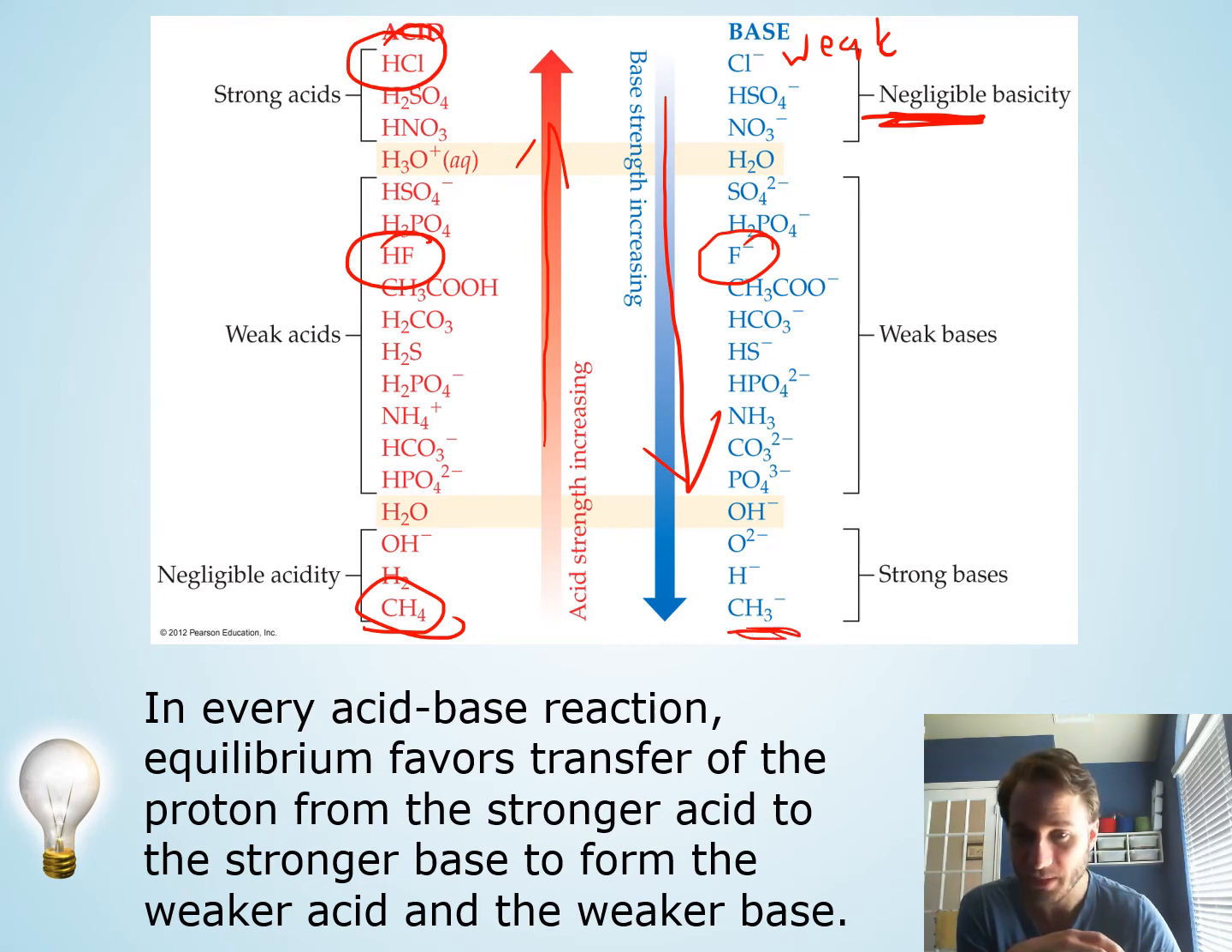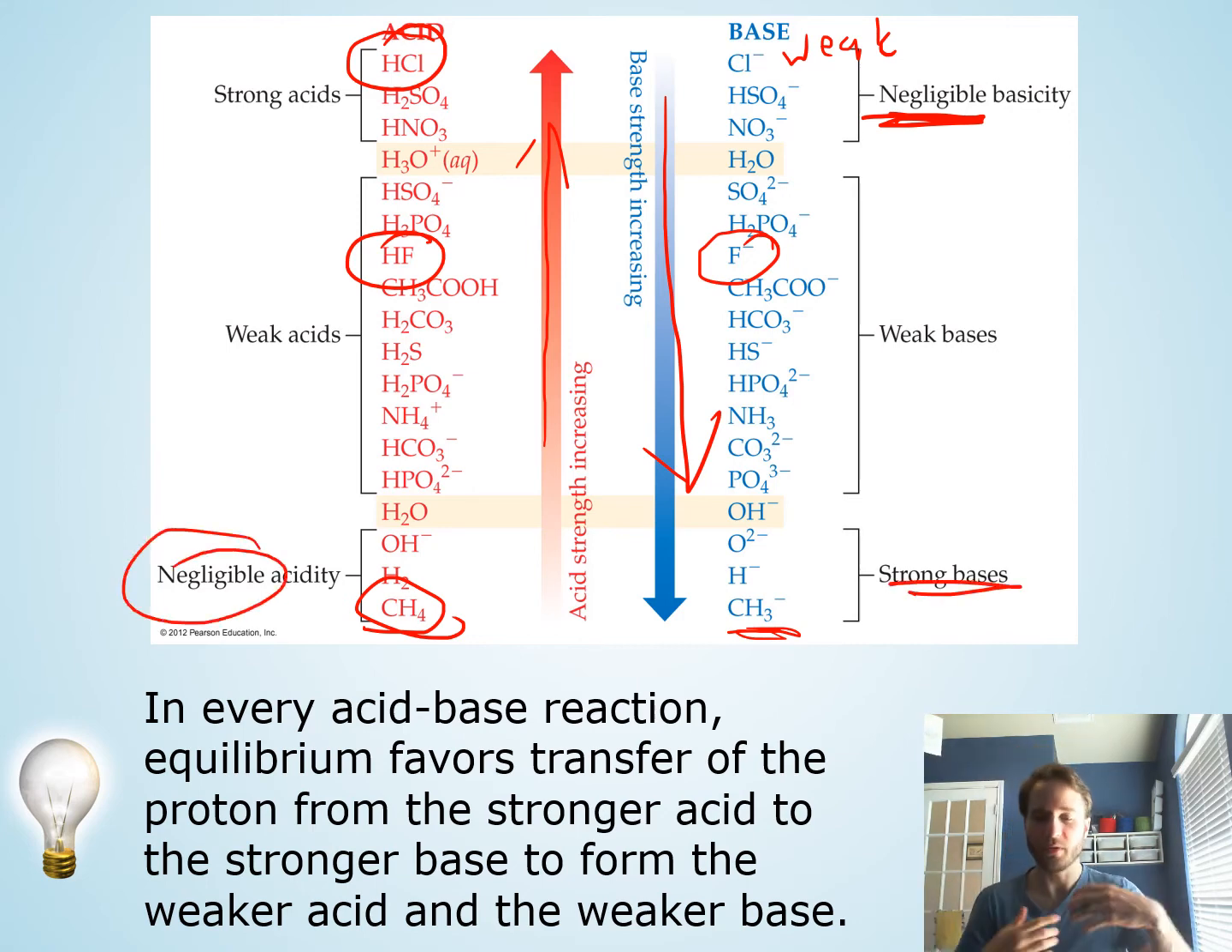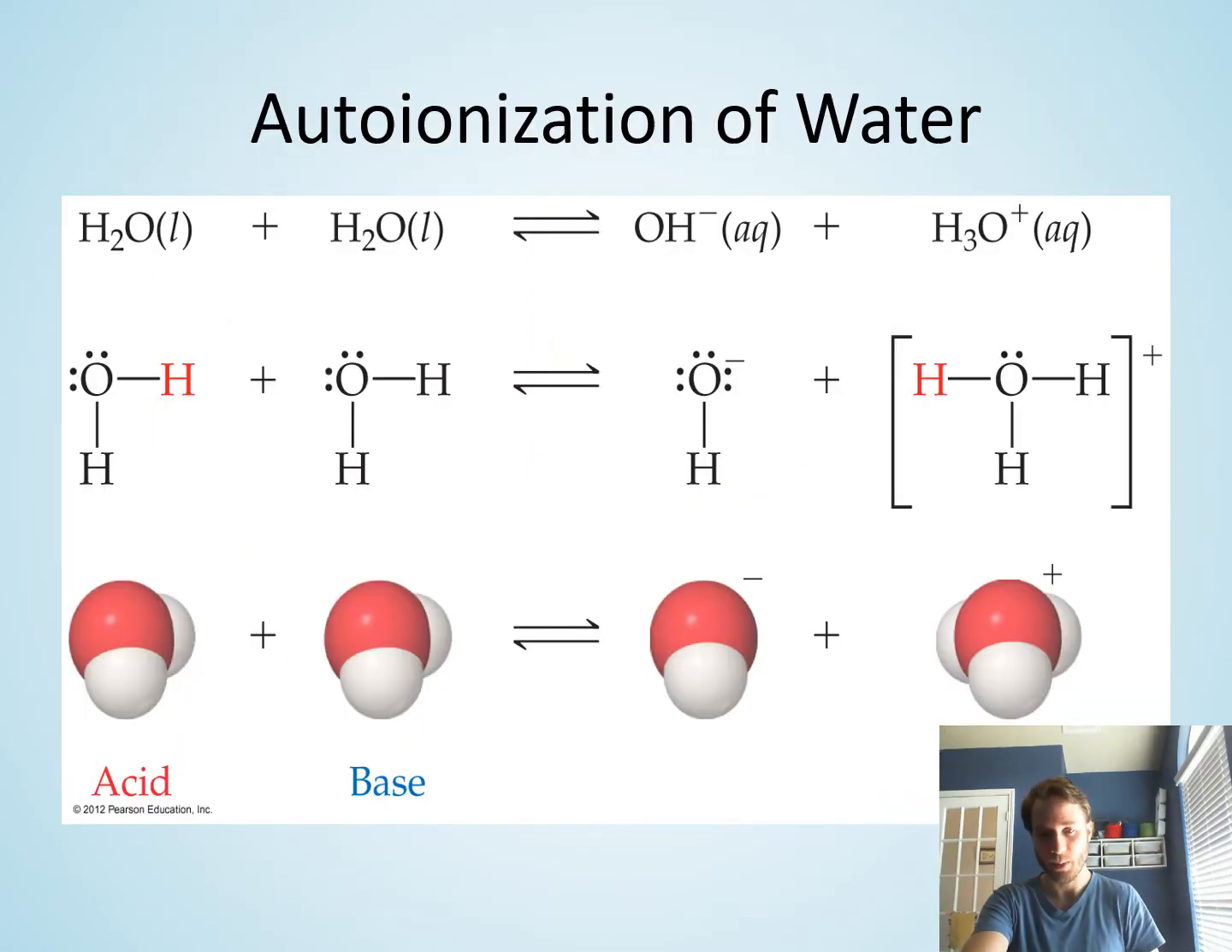Your strong bases are things that really, really want protons. If they really want protons, they're not going to want to give them up. So your strong bases are going to form negligible acids. So again, there's this inverse relationship between the strength of the acid and the strength of the conjugate base: the stronger the acid, the weaker the base; the stronger the base, the weaker the acid, between your conjugate acid-base pairs.